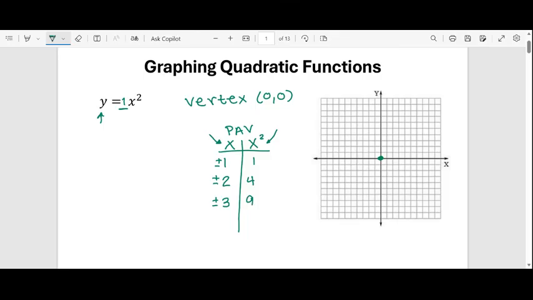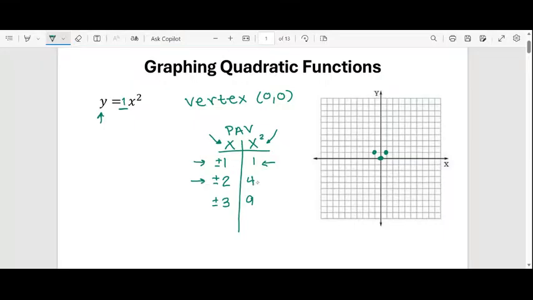So now that we have that table made, let's go ahead and start at our vertex and follow my pattern about the vertex. So looking here, I'm going to move left or right 1 square and up 1 square. The first one I'm going to do is to the right 1, up 1, and then go back to my vertex and go to the left 1, up 1. So left or right 1 square, up 1 square.